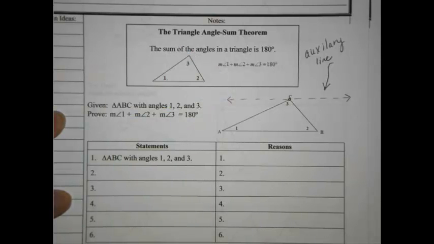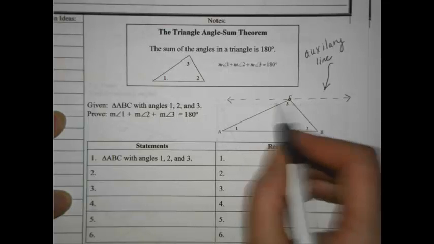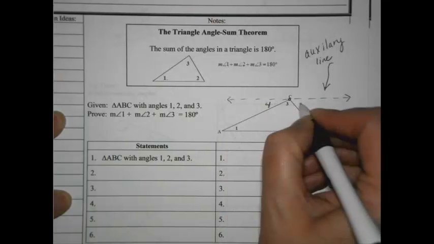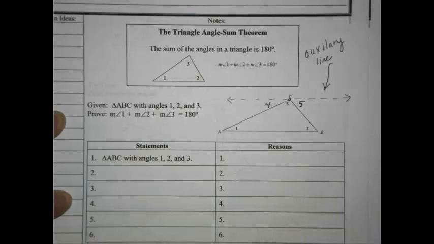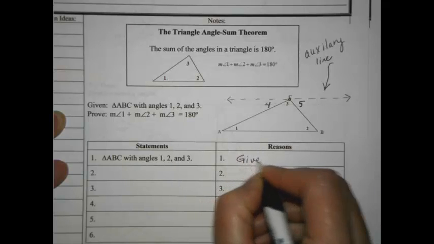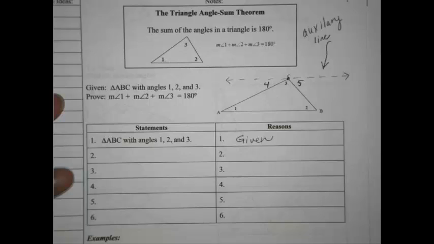It's a helping line. Now, when we do that, I want you guys to notice we just made 2 new angles, and we're going to use these 2 angles in our proof. So let's number this angle here 4, and let's number this angle 5, and we'll go ahead with our proof. So we're starting out with our triangle angles 1, 2, and 3, and that's our given. And our job is to prove that the angles add to 180. I don't know how many lines this is going to take. I just put 6 on there. It might take more, it might take less, I'm not sure.